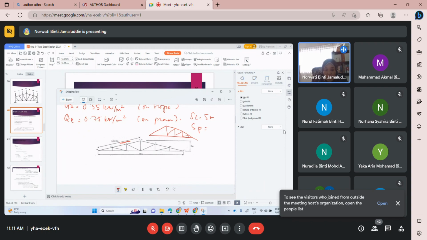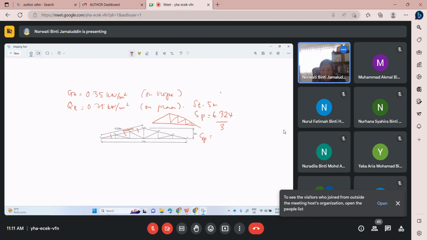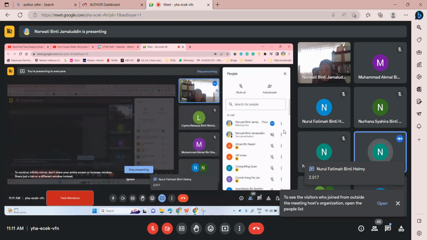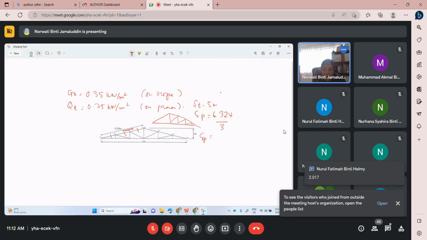The SP, if I refer to this diagram, we have SP equal to 6.324 divided by 3. Okay, the distance. What is the value of SP? What is the distance of SP? 2.108. Okay, 2.108 meter. Okay, what's next? So we have GK, we have QK.